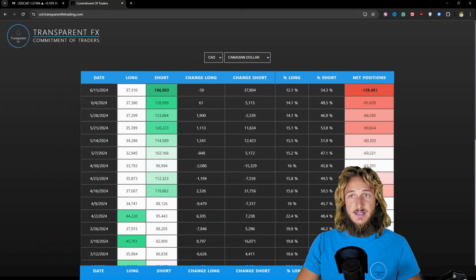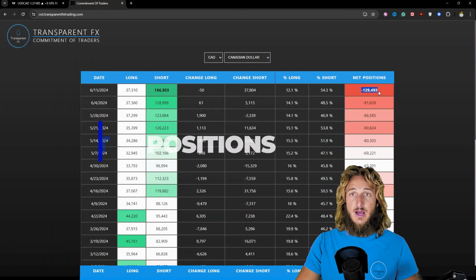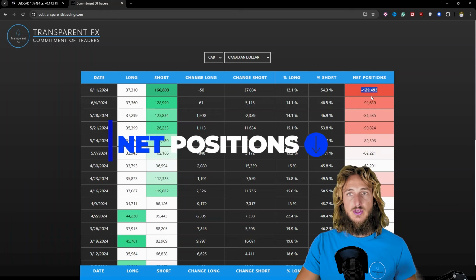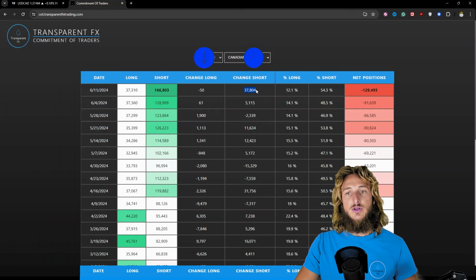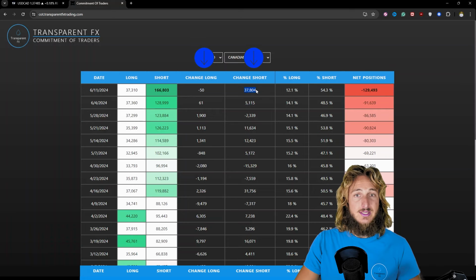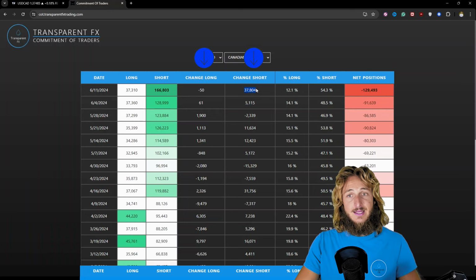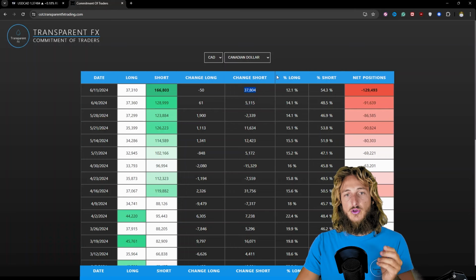And that is exactly what has been happening so far, reaching a record amount of low net positioning at minus 129.4k net positions with 37.8k shorts added just with the last report on the institutional side of the market on the CAD, meaning these are all longs added on USD CAD.